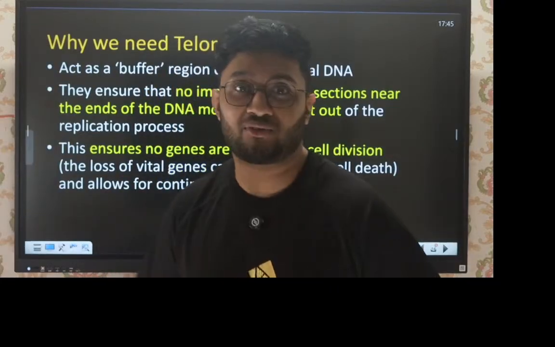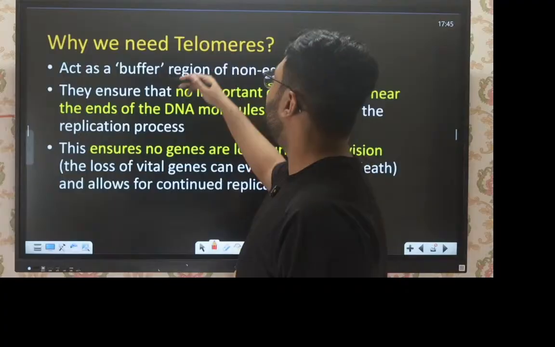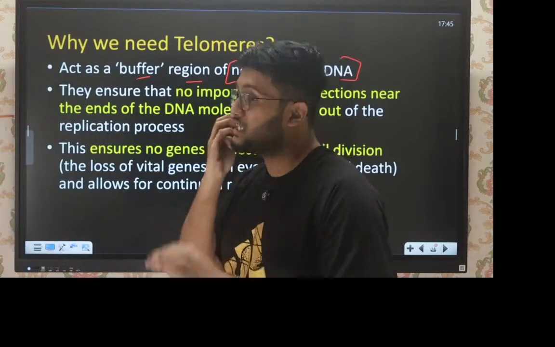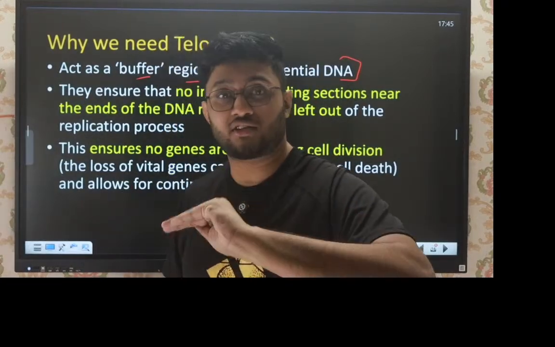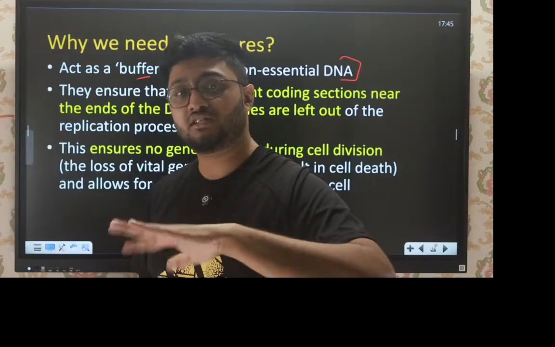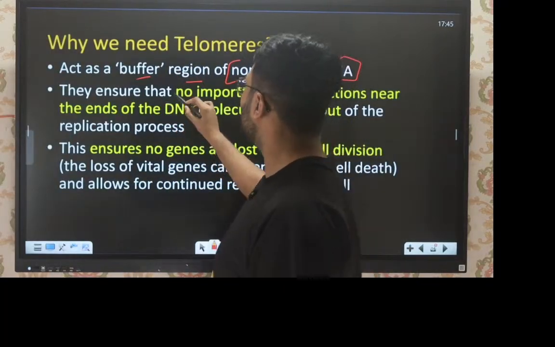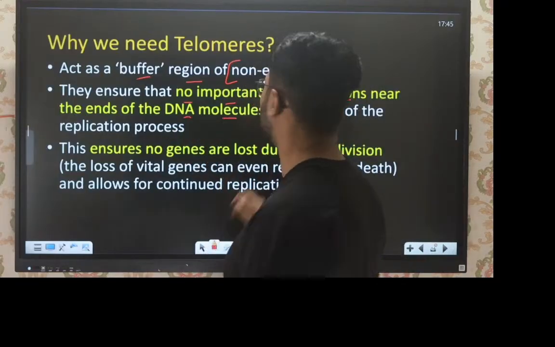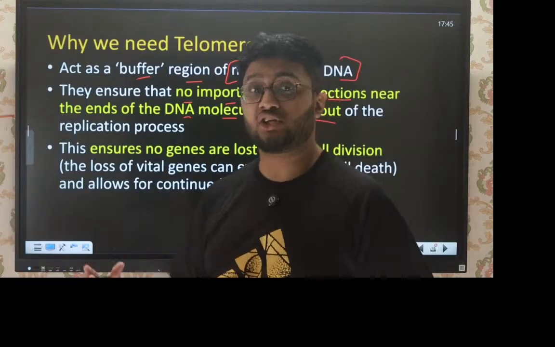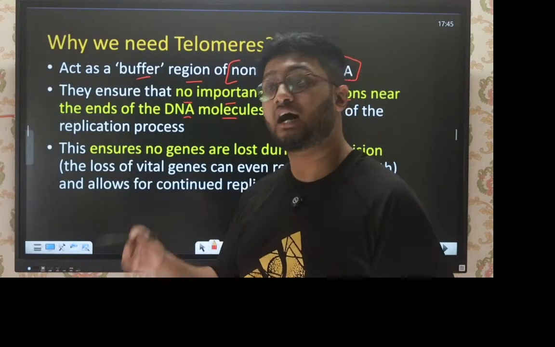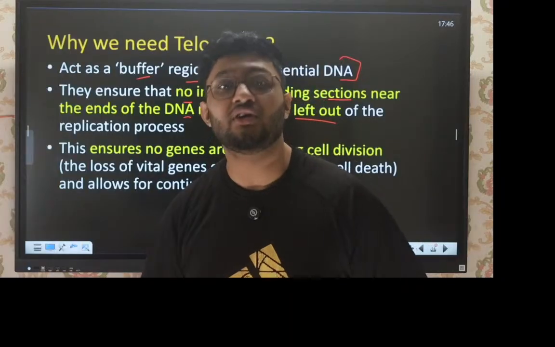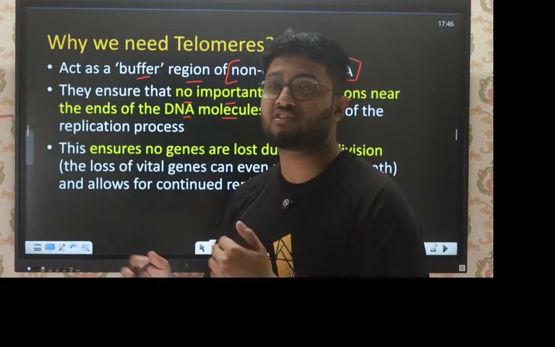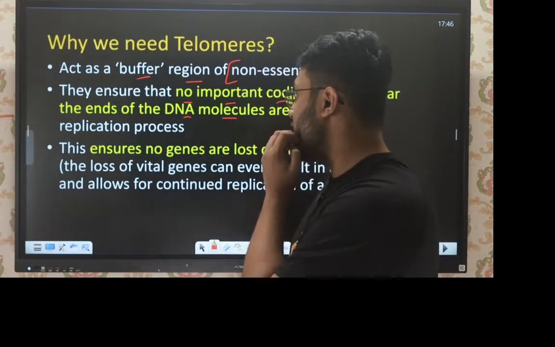All right, let's get back to our actual content. The telomeres act as a buffer region of non-essential DNA. Basically, up to the telomere, all the DNA is essential. After the telomere, everything is non-essential. They ensure that no important coding sections near the ends of the DNA molecules are left out. Telomeres make sure all the essential genes present in the chromosomes are replicated. But unfortunately, as I told you, over time the telomere shortens, and eventually we keep losing those essential genes.